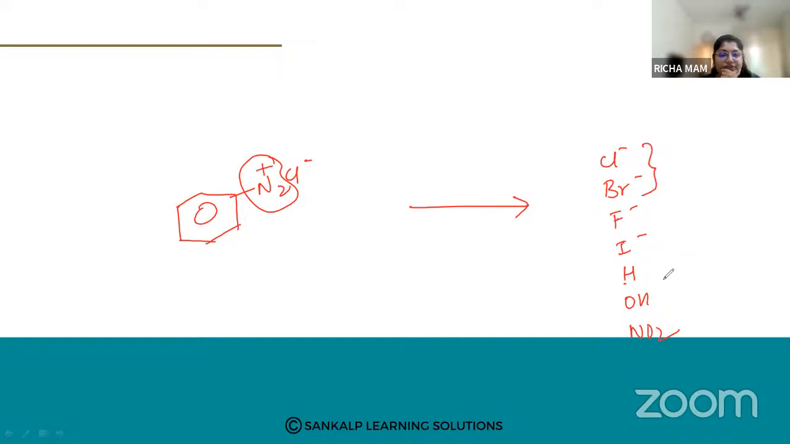So these are the different reactions. Okay, these are the different reactions. Fine. So is it clear? Okay. So this completes the first type of reaction.